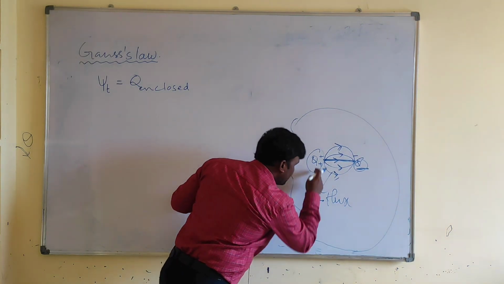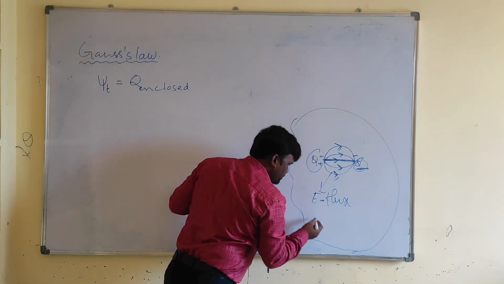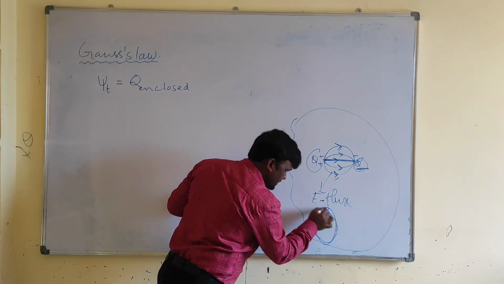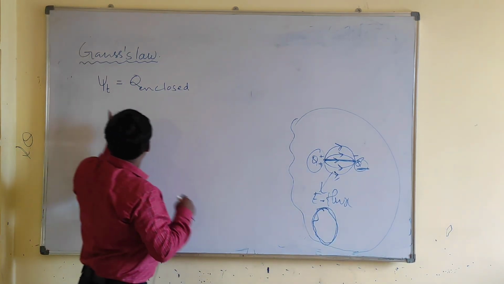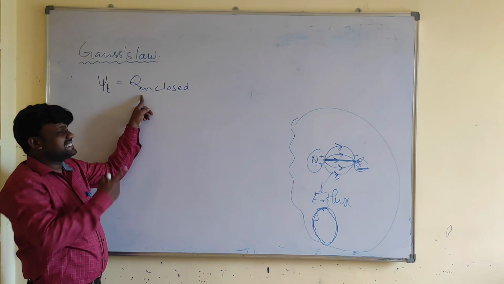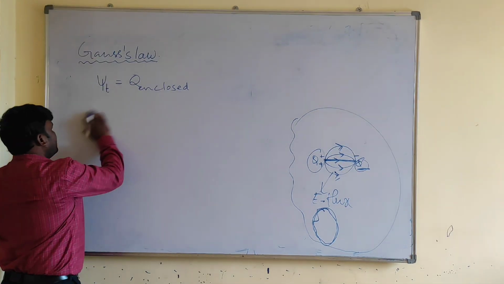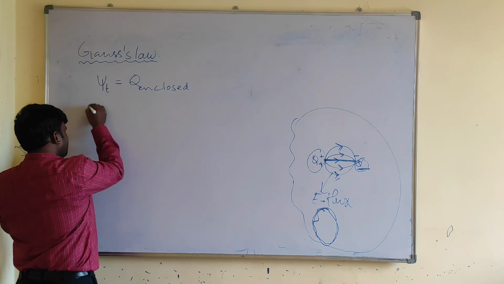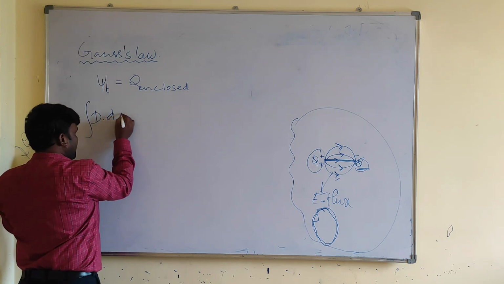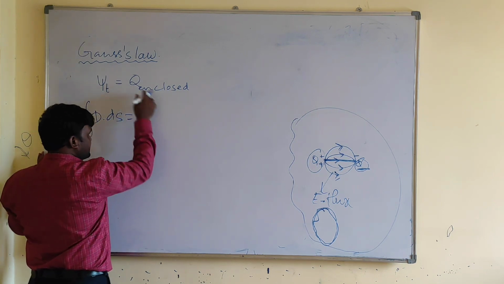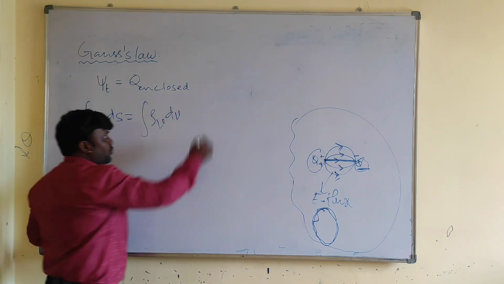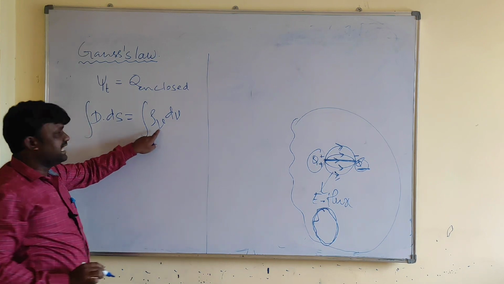Here they mentioned the total flux through a closed surface. A closed surface becomes what? A volume. So total flux through a closed surface is equal to the charge enclosed by that volume. We can now write this in terms of the electric flux density as integral D dot dS, and the charge can be written in terms of the charge density as integral rho v dv. Now we will see this D and rho v.